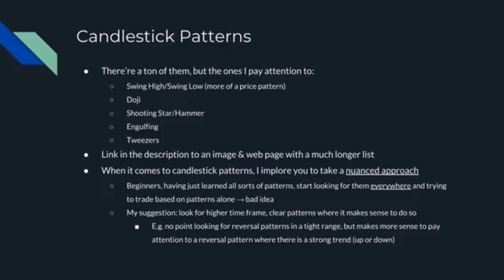So there are a ton of candlestick patterns, but the ones I pay attention to personally are swing highs and swing lows, which I appreciate aren't a candlestick pattern per se, but it's still something on the price chart to be aware of. But then when it comes to more orthodox candlestick patterns, dojis are good, shooting star and hammer I've also made good use of, engulfing candles, and also tweezers. Those 4 or 5 patterns are ones I pay attention to, and I'll leave a link in the description to an image and a sort of web page with a much longer list.